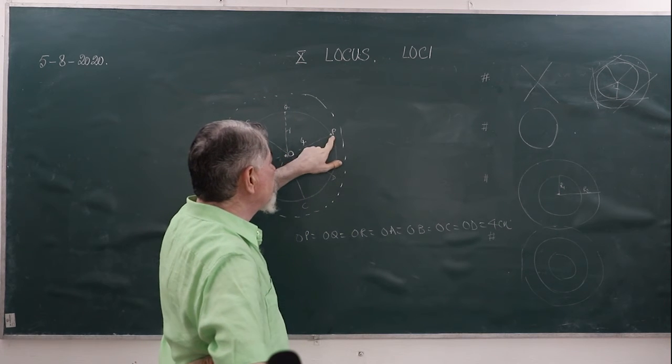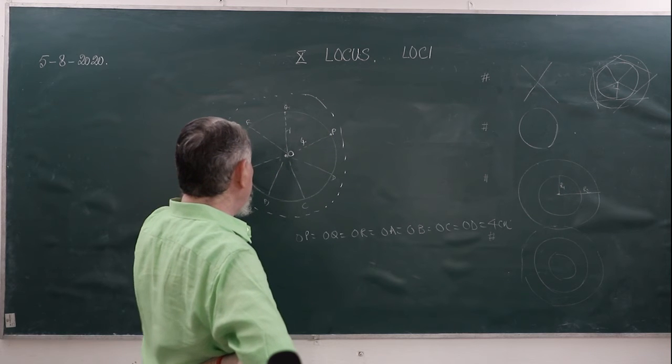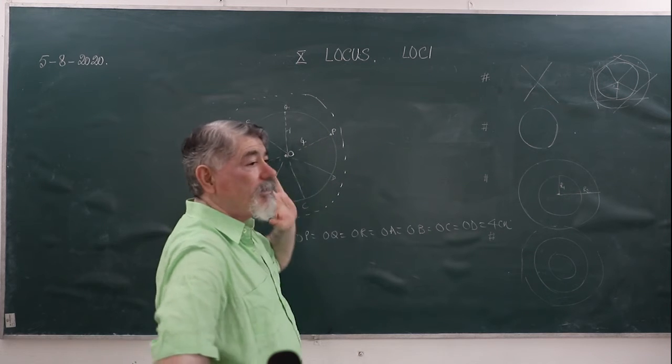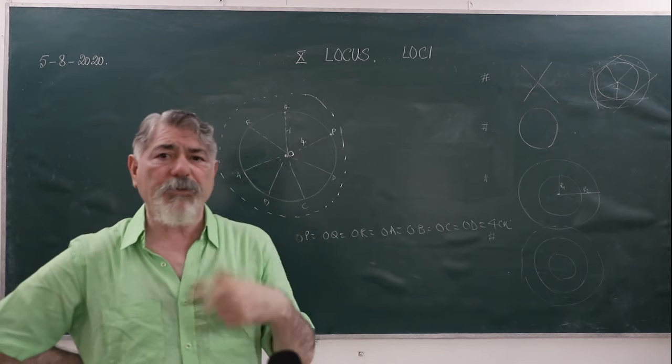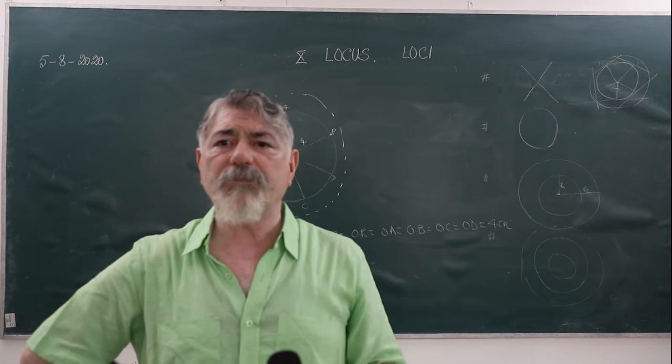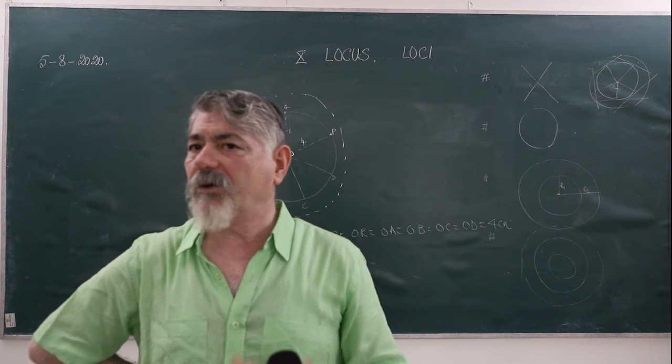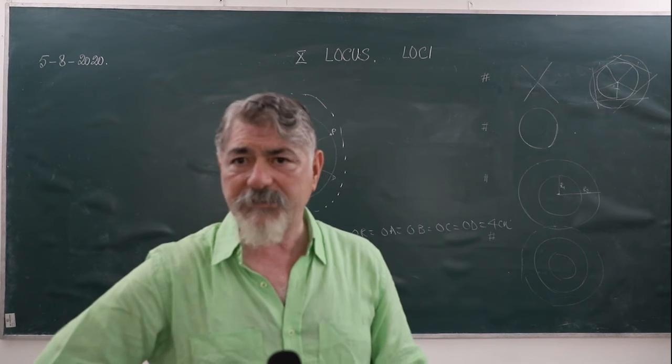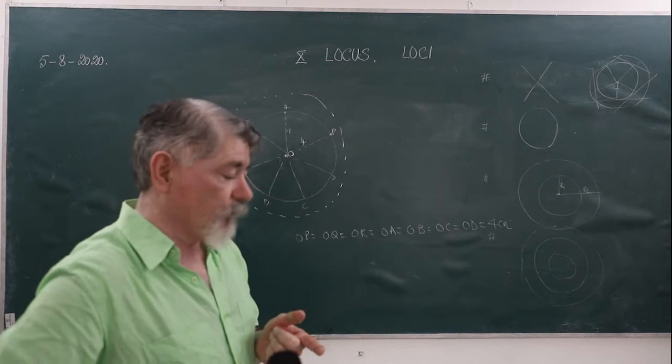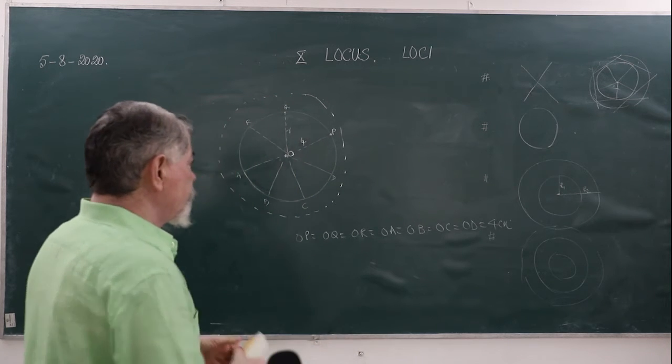So from O, the distance of P, Q, R, A, B, C, D, if it remains the same, then the locus of point P will be a circle of radius 4 centimeter. This is very important.